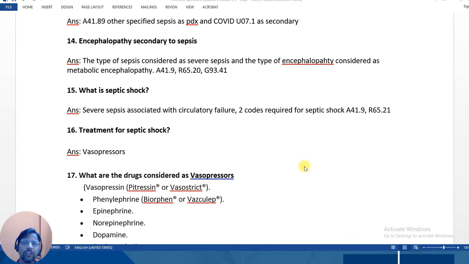Next one, encephalopathy secondary to sepsis. How do we code encephalopathy secondary to sepsis? The type of sepsis is considered severe sepsis and the type of encephalopathy is considered metabolic encephalopathy. So here you need to code A41.9 first, R65.20, and you need to code metabolic encephalopathy, code G93.41.